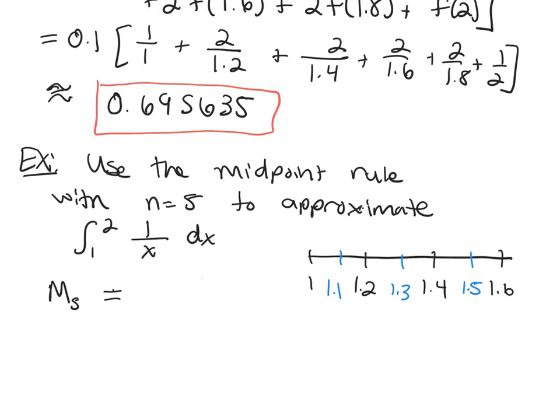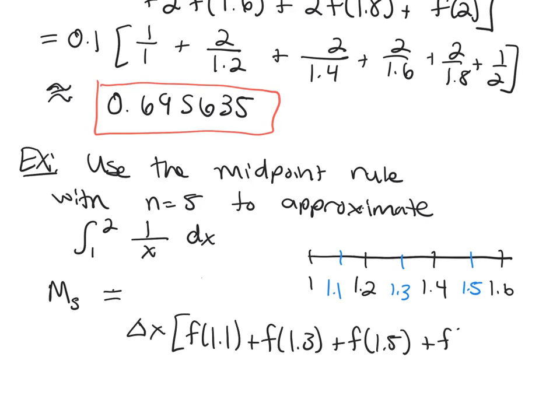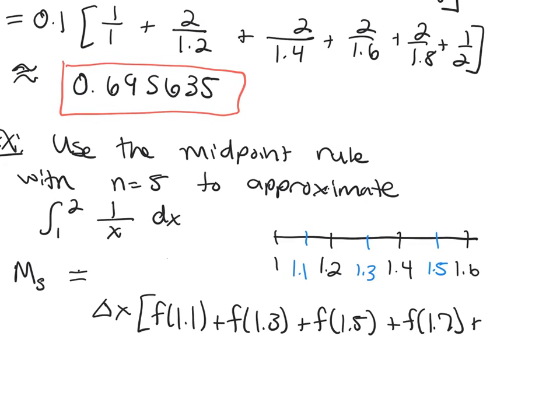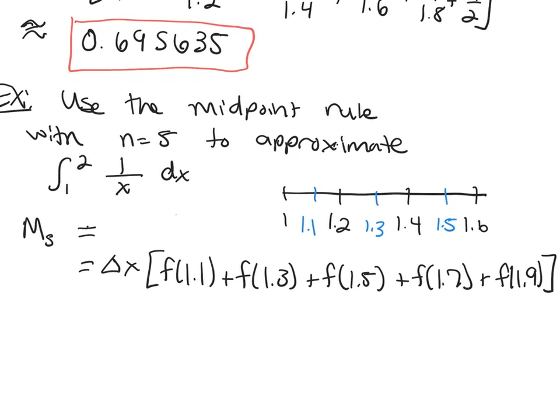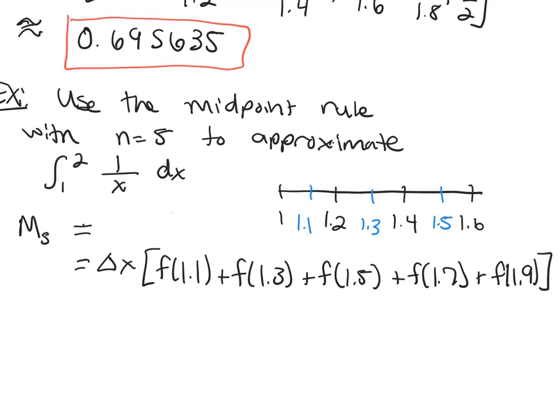Okay, so let me scoot down a little bit. So it's going to be delta x, and then it'll be f of 1.1 plus f of 1.3, plus f of 1.5 plus f of 1.7 plus f of 1.9. Okay? So now I just need to plug in my information. We already calculated delta x in the last problem. What was delta x? That was after we already divided, right, by 2. It was 0.2. That was kind of a trick question I just asked you.